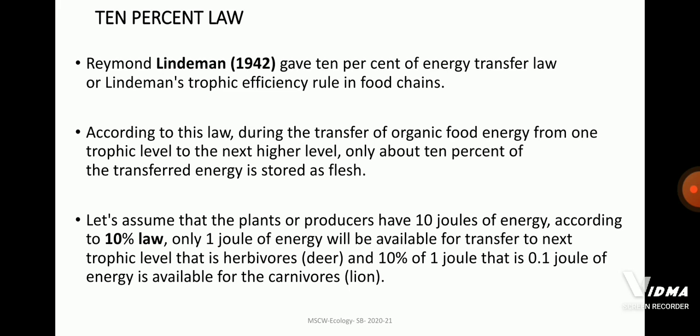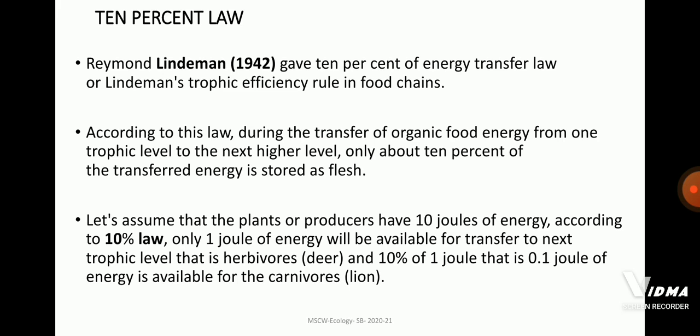Next, let us discuss the 10% law. Raymond Lindeman in 1942 gave the concept of 10% energy flow transfer, or law, or Lindeman's trophic efficiency rule in food chains. It's also called the 10% law. According to this law, during the transfer of organic food energy from one trophic level to the next higher level, only about 10% of the transferred energy is stored as flesh.